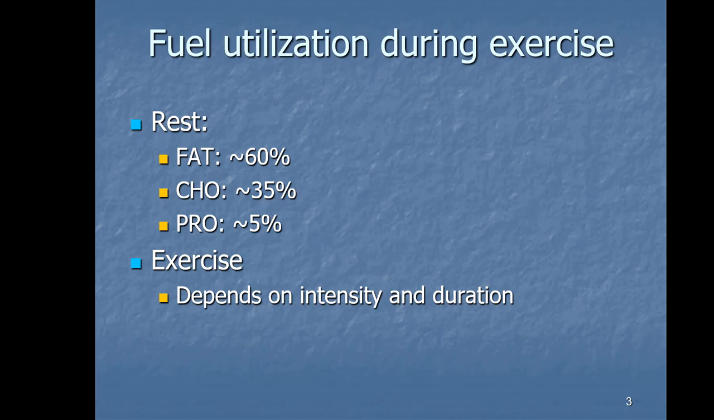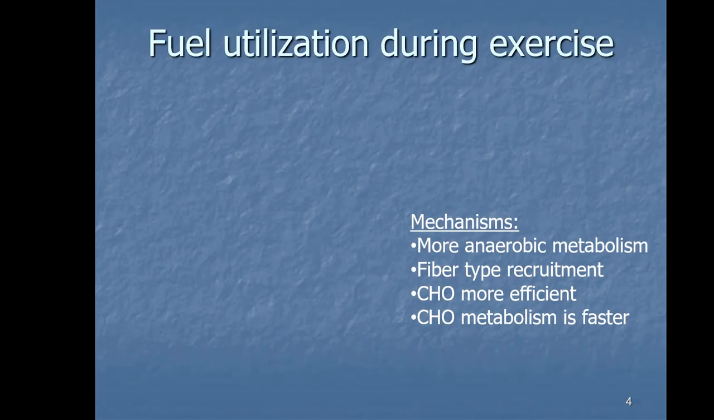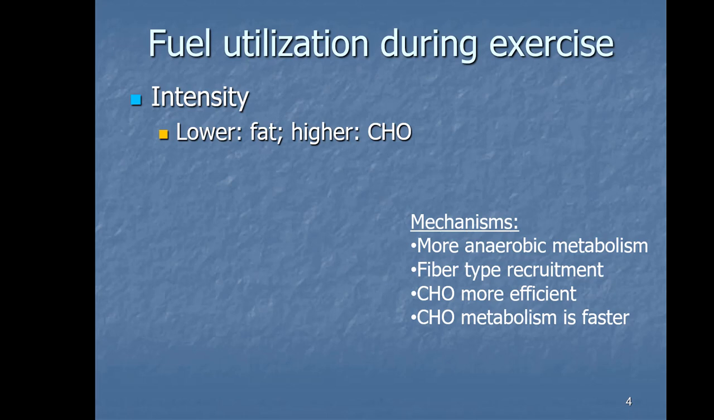During exercise, this is going to change, and it's really going to change depending on the intensity of the exercise and the duration of the exercise. So when we look at intensity, it's pretty clear cut. Generally speaking, at lower intensities the body relies more on fat, at higher intensities more carbohydrate. And so that gives us something called the crossover concept.